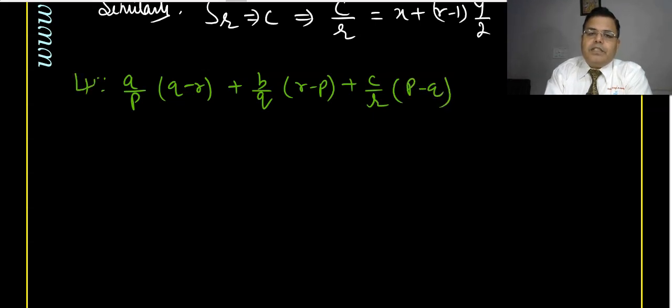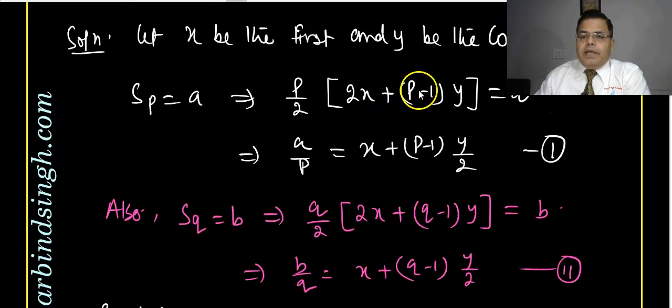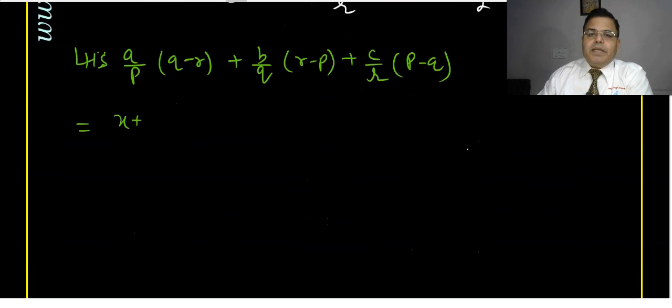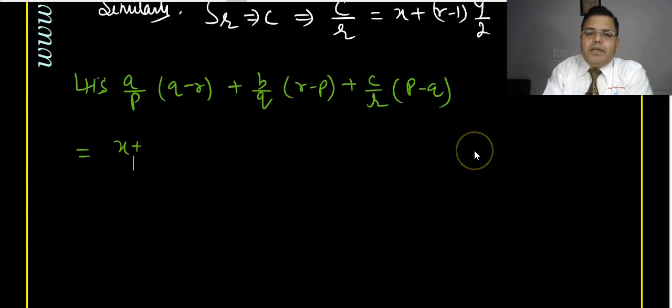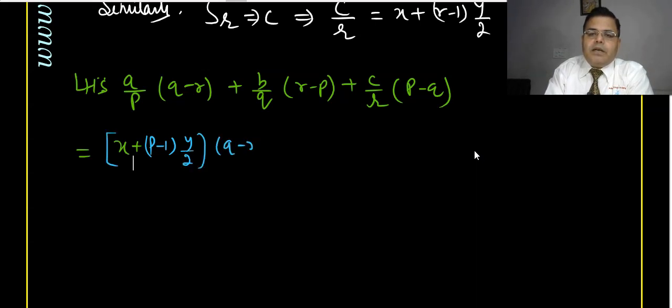This is the LHS of the given one, and we can put the value of a by p. a by p is what? x plus (p minus 1) into y by 2. So x plus (p minus 1) into y by 2, into (q minus r), right? We can use that.